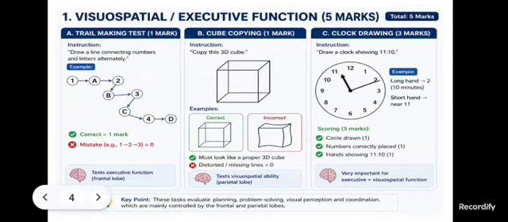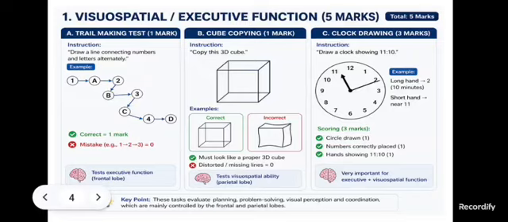The first one is visual spatial ability. It is given 5 marks for correct answering. It consists of 3 tests, that is the trail making test, the cube copying test, and the clock drawing test. The trail making test is awarded 1 mark, cube copying is awarded 1 mark, and clock drawing is awarded 3 marks. In the trail making test, the patient is asked to draw lines from a number to a letter sequentially. If he is able to perform the task correctly, he is given 1 mark.